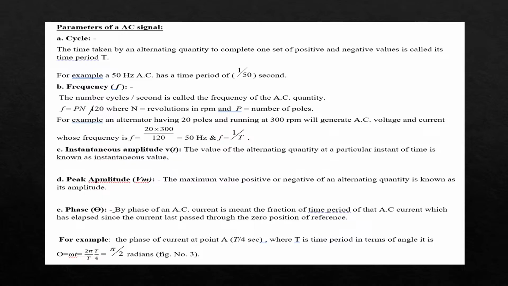So phase is simply an angle. For example, the phase of current at T by 4, where T is the time period, in terms of angle, theta is omega t, so 2 pi by T into T by 4. So 2 pi by T is 2 pi f, and as you know, theta becomes pi by 2 radians. So that's the phase angle, if we are already given that it's T by 4, because T is the time period. We note this, so this just becomes easier.